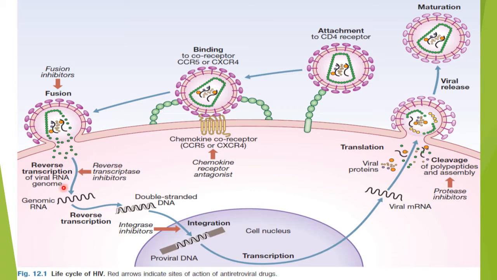The reverse transcriptase inhibitors, which are usually used nowadays like NRTI and NNRTI, the nucleoside reverse transcriptase inhibitor or the non-nucleoside reverse transcriptase inhibitor, will inhibit the reverse transcription. And the integrase inhibitor like raltegravir will inhibit the integration or the integrase enzyme. And some protease inhibitors, PI, will inhibit the cleavage of polypeptides and assembly to form the new virus. So this is the pathogenesis of the virus itself and the mechanism of action of the antiretroviral drugs.